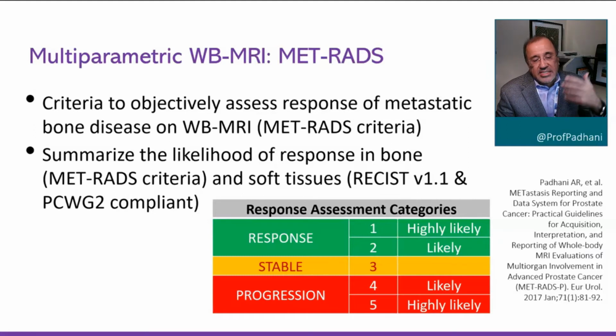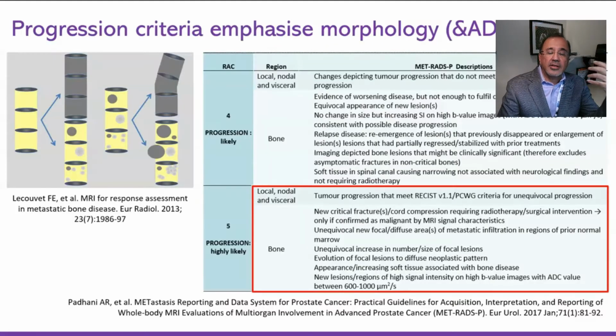So let's have a look at an example of types of images that would tell you about disease progression. Now, they are stylized on the left-hand side. So I think all of us would agree that an unequivocal increase in the number and size of lesions is progression. The evolution of a focal lesion to diffuse disease is progression.